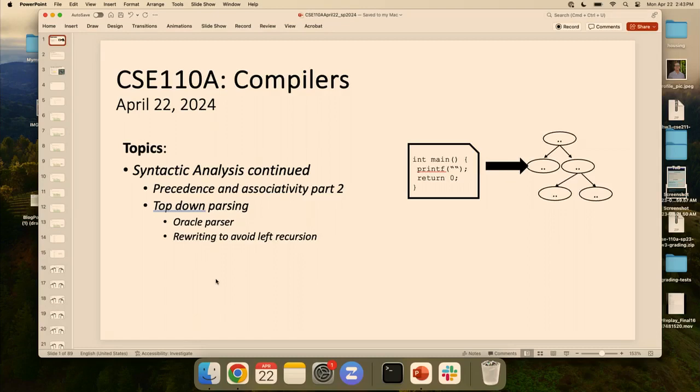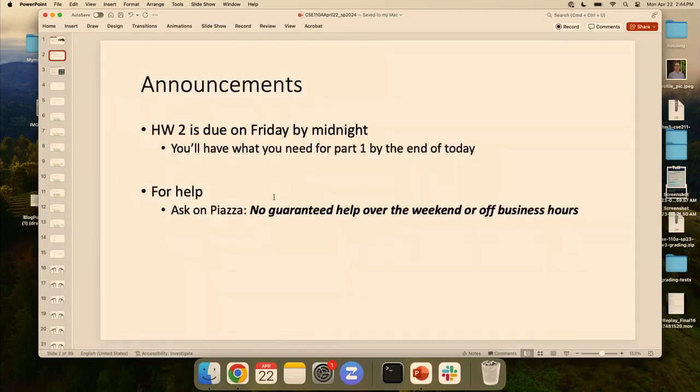And so we talked about how we could encode operator precedence into the production rules. And today we're going to talk about how we can do that with associativity. And then we're going to start talking about top-down parsing. This is essentially what you're going to be implementing in your homework for homework number 3. But we're going to have to see that our grammar is going to need a little bit of tweaking to get there. So that's sort of what's on the roadmap for today.